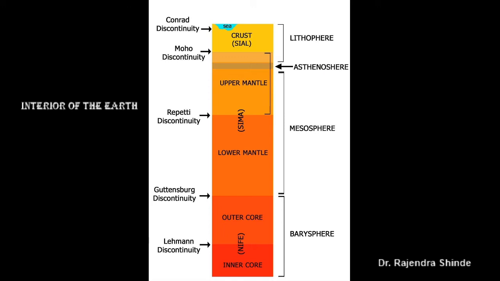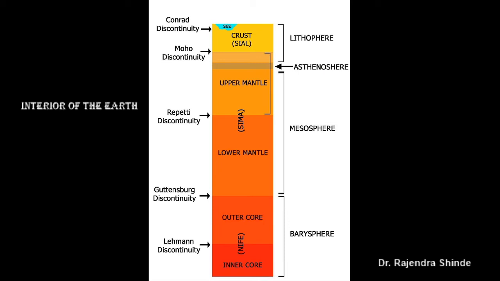The second layer is mantle. The portion of the interior beyond the crust is called the mantle. The discontinuity between the crust and mantle is called the Mohorovicic discontinuity, or it is termed as the Moho discontinuity. The mantle is about 2,900 kilometers in thickness. Nearly 84% of the Earth's volume and 67% of the Earth's mass is occupied by the mantle.